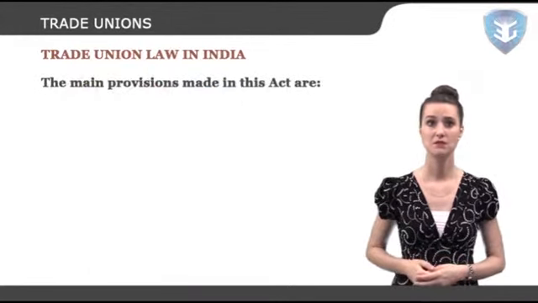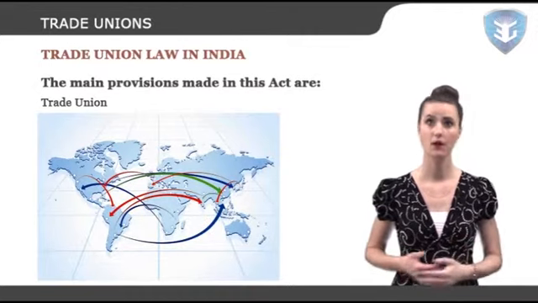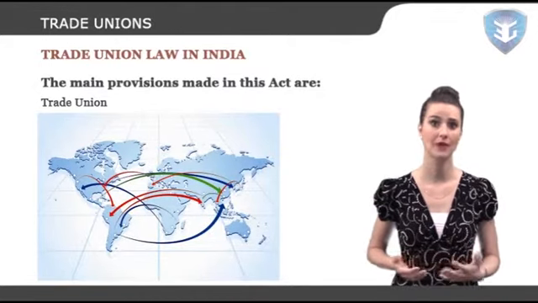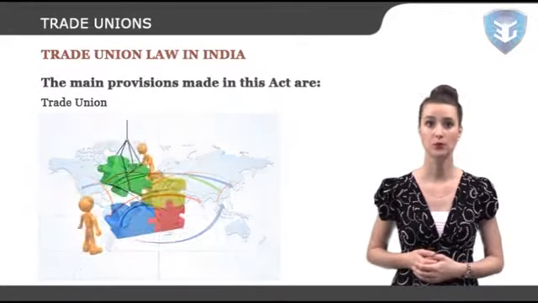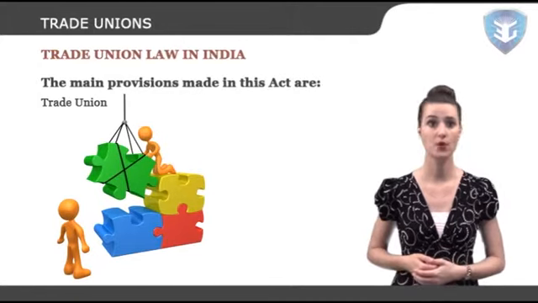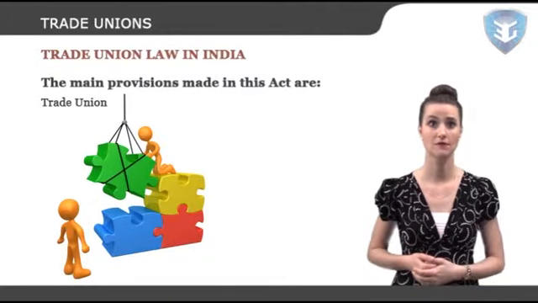The main provisions made in this act are: Trade union. Trade union means any combination, whether temporary or permanent, formed primarily for the purpose of regulating the relations between workmen and employers, or between workmen, or between employers and employers, or for imposing restrictive conditions on the conduct of any trade or business, and includes any federation of two or more trade unions.